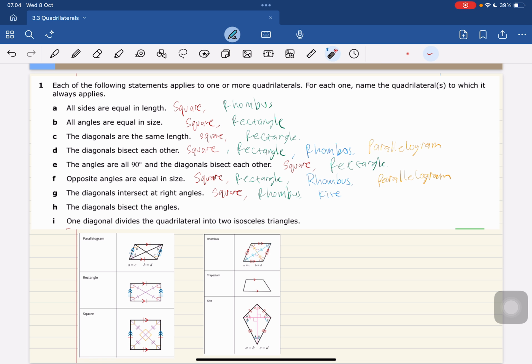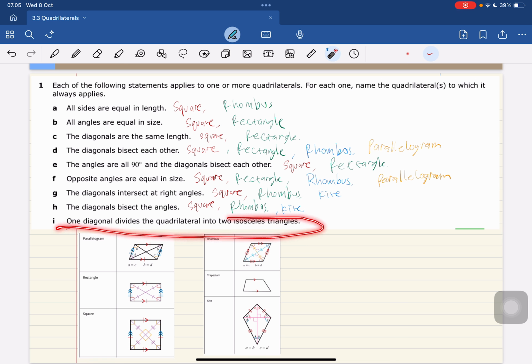Okay, next question. The diagonals bisect the angles. Okay, bisect the angles. Also bisect the angle. Okay, we got three again: square, rhombus, and the last we got kite.